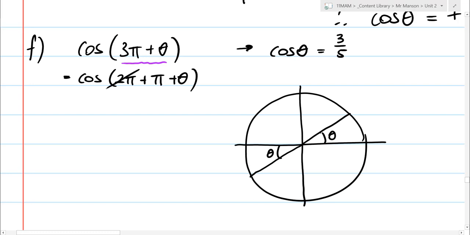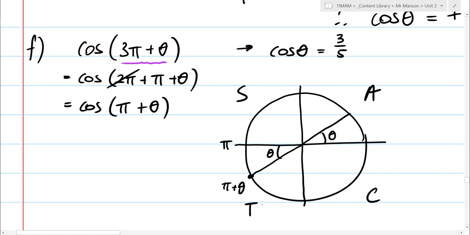I can remove the one full rotation. It's equal to cos of pi plus theta, and pi plus theta is here. That's my pi plus theta. I add my CAST diagram information. Cos of pi plus theta is in the third quadrant. Tan is positive, but cos is negative. And therefore, cos of pi plus theta is equal to negative cos of theta, and therefore it's equal to negative 3/5.